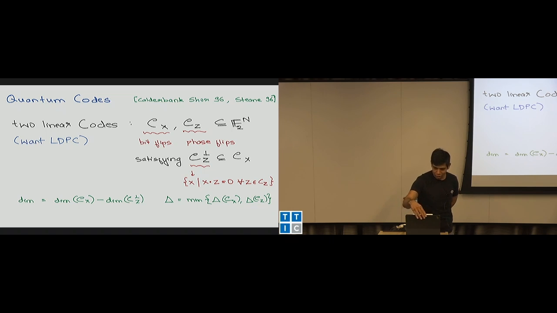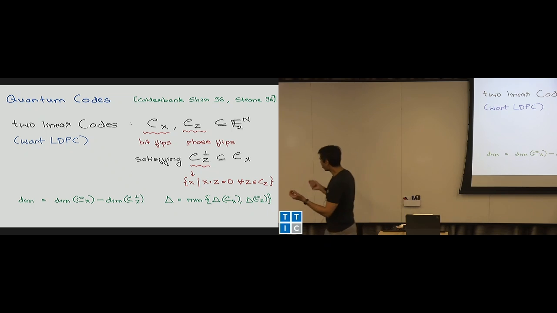Okay. And this dot is the dot product of two vectors over F2. It's not an inner product. We write CZ perp and so on, but it's finite fields. It's not really an inner product, etc.